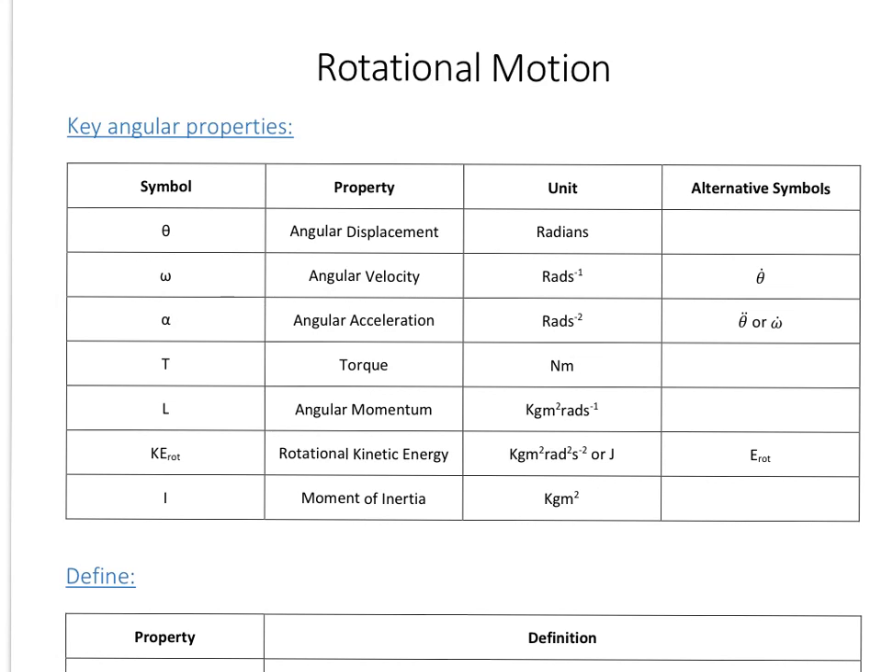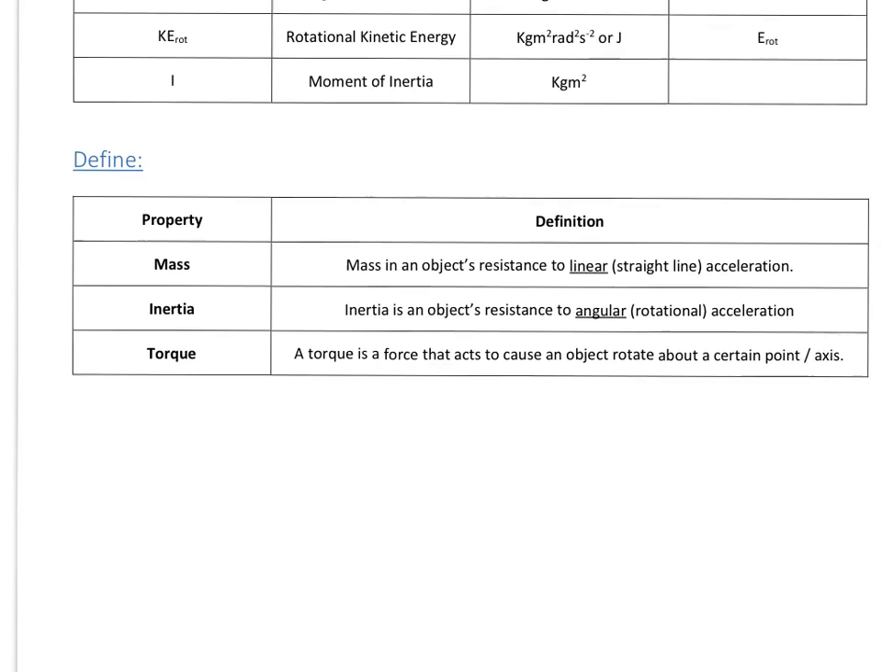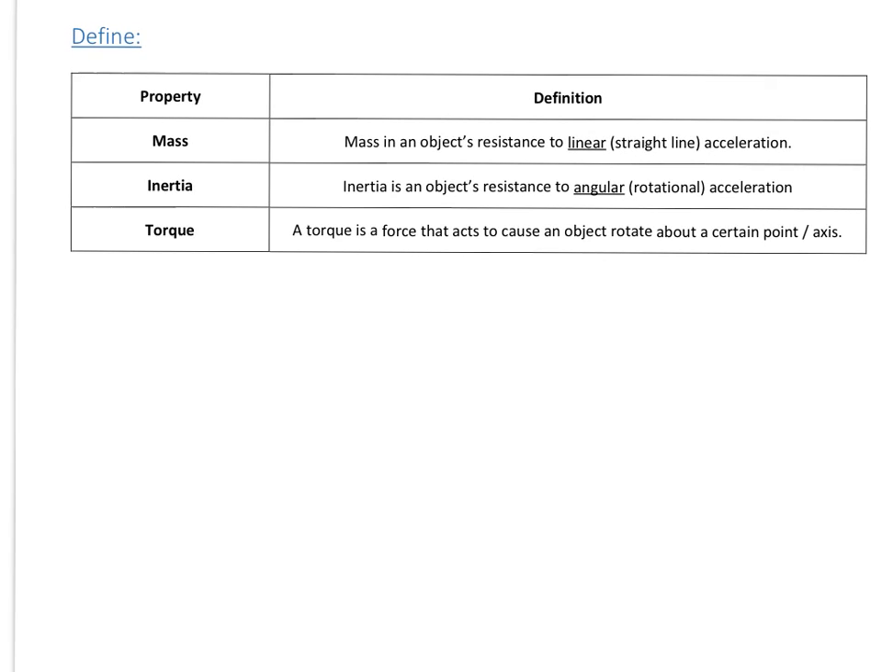Okay, so those are the key symbols and their units, so make sure you have a note of what those are. Then in terms of some key definitions for dealing with this topic, mass we've encountered already. It's an object's resistance to linear acceleration. That's where Newton's second law, F equals ma, comes from. M is essentially how much the object doesn't want to accelerate, so the larger the mass, the more force it takes to get the same acceleration.